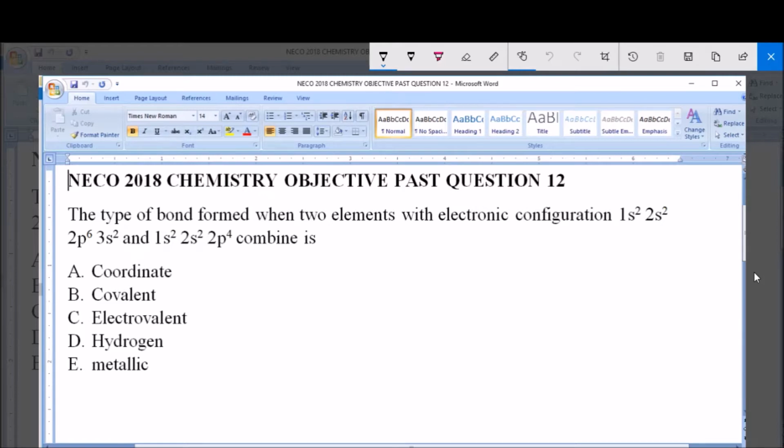The type of bond formed when two elements with electronic configuration 1s2, 2s2, 2p6, 3s2, and 1s2, 2s2, 2p4 combine is A. Coordinate, B. Covalent, C. Electrovalent, D. Hydrogen, E. Metallic. So you are given the electronic configuration of two elements, and you are asked to deduce the type of bond that will be formed between those two elements.